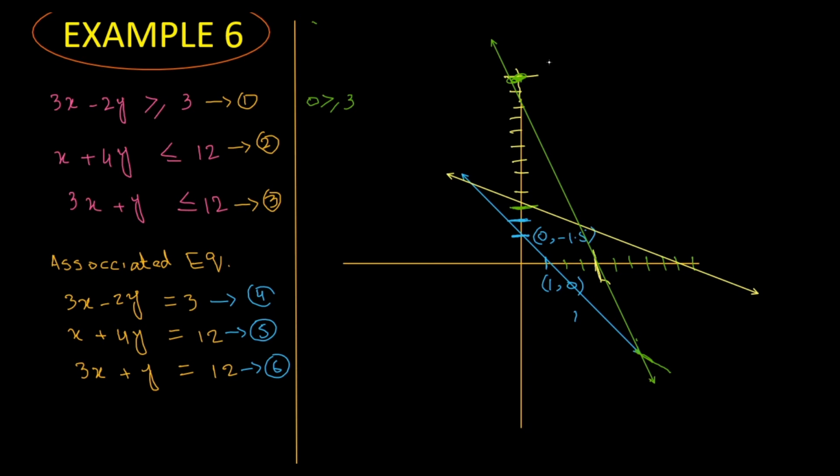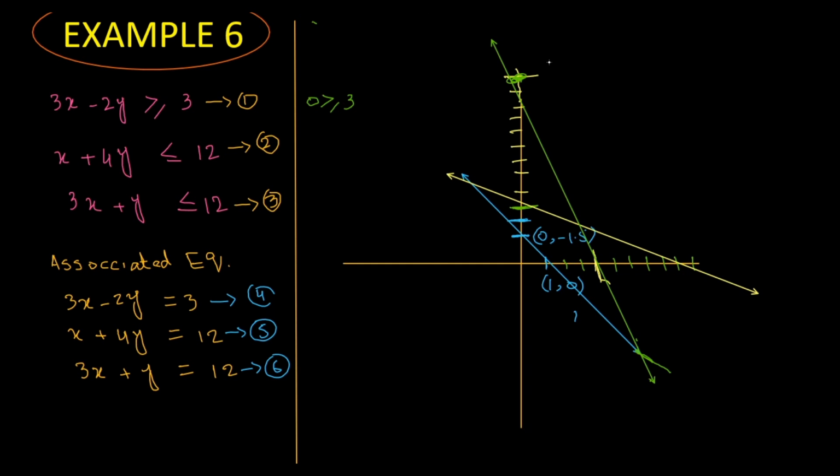And what was this line? This line which was passing through 0 and minus 1.5. So this is the line which is the blue line. The blue line has its solutions away from origin, because 0, 0 is not satisfying. Okay, yes, this is all this is.